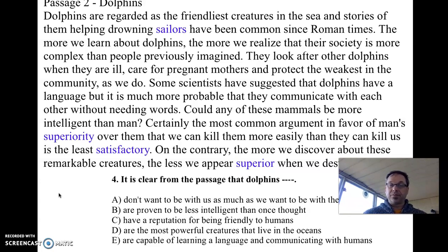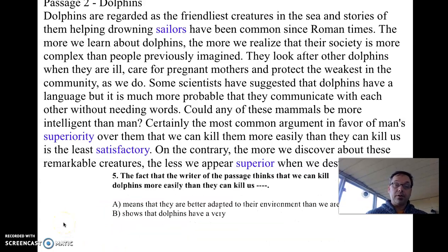What did you say for this one? If you said C, you are correct, right? Have a reputation, and that's how this text begins. Dolphins, right? Friendliest creature, helping drowning sailors, right? So here at the very beginning, they're helping, right? A, not mentioned in the text, are proven to be less intelligent. No, in fact, they talk about the opposite. So you can go through and eliminate these other answers.